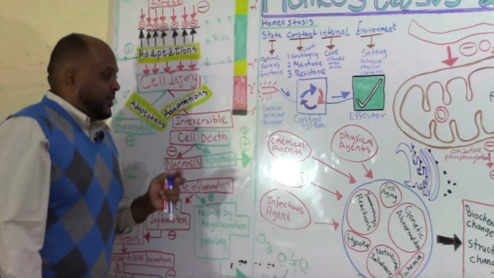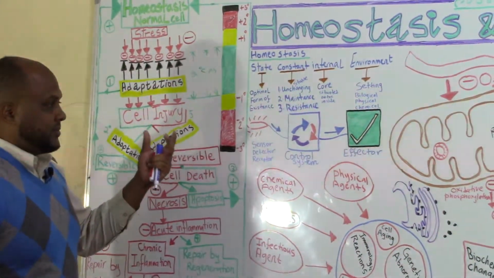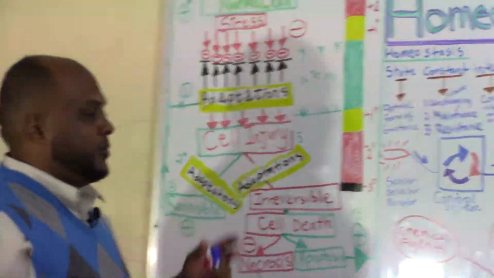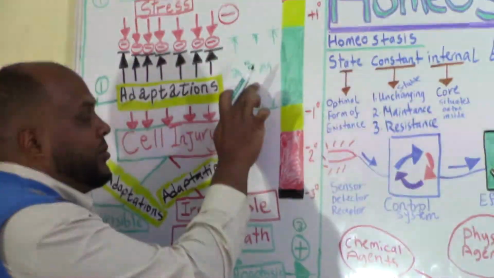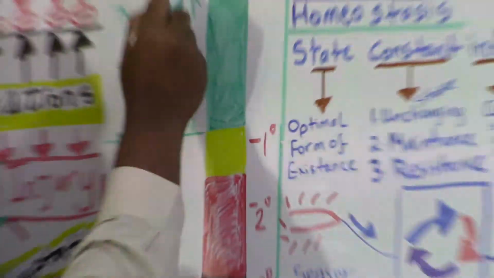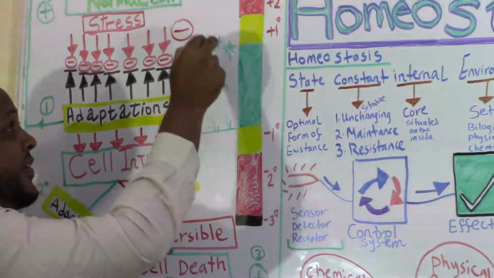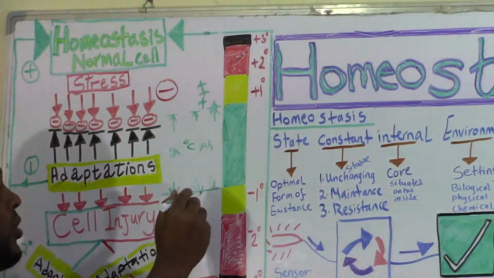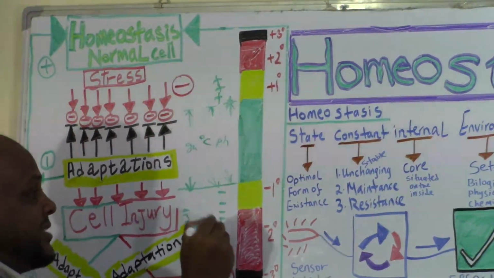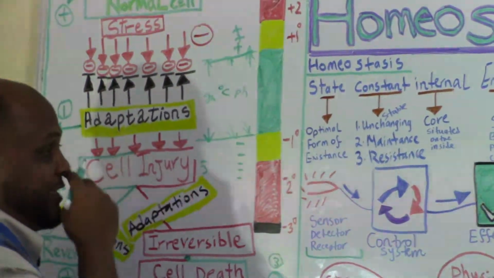So in order to maintain homeostasis, the body is equipped with three parameters. The first parameter: for each variable, there is a sensor that senses if there is an increase above the level or a decrease below the level for each variable.